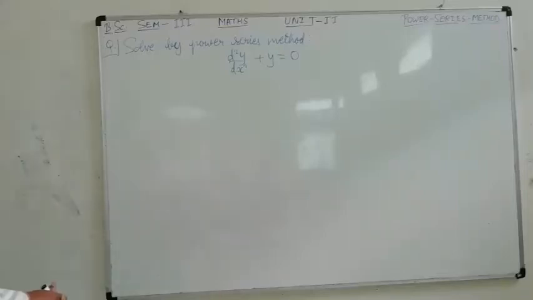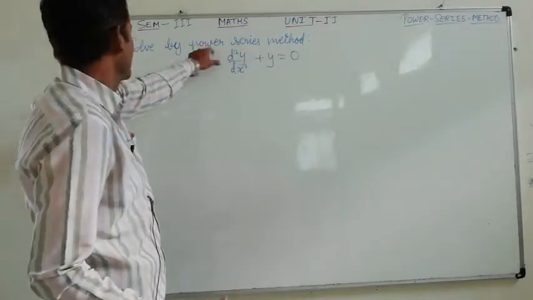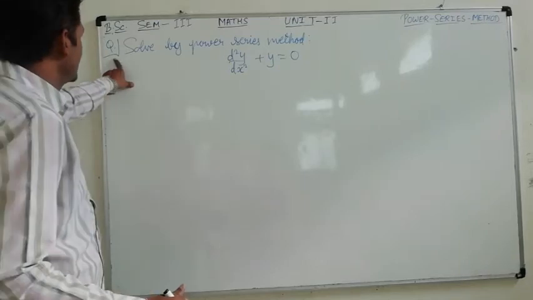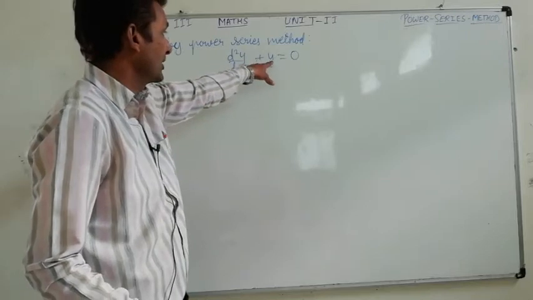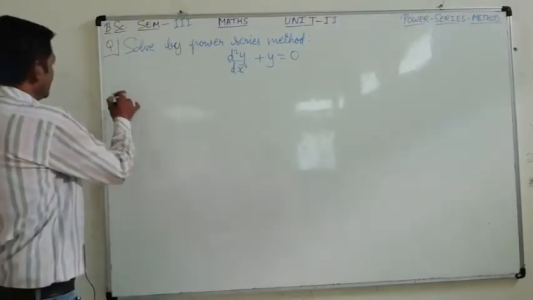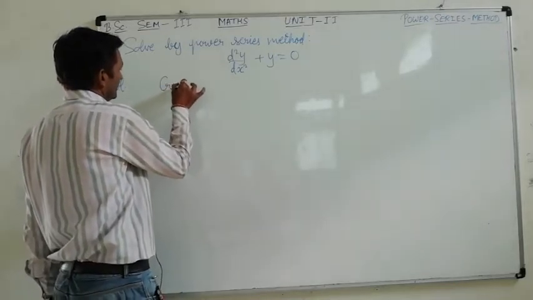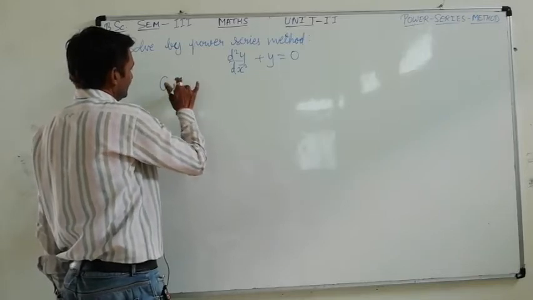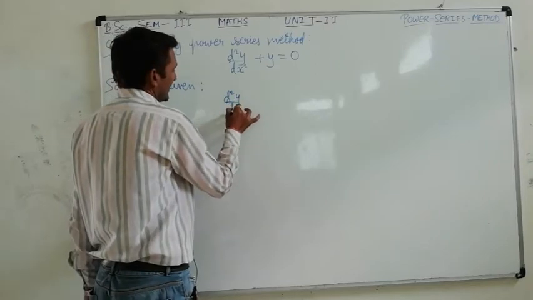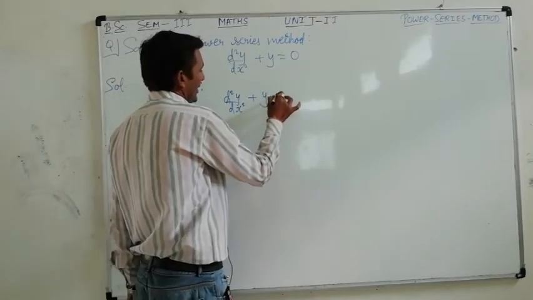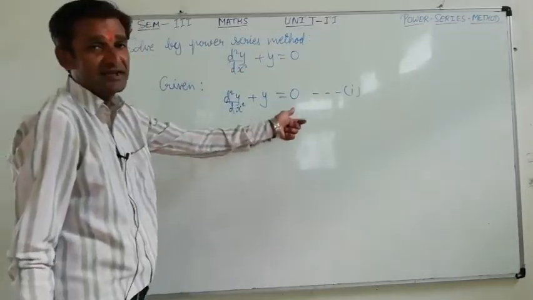Now, let us start our BSc semester 3rd unit 2nd, power series method of mathematics. It is one question: solve by power series method d square y by dx square plus y is equal to 0. So, in solution, given d square y by dx square plus y is equal to 0, it is considered as first equation.